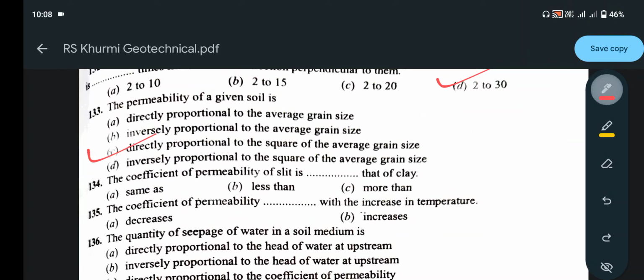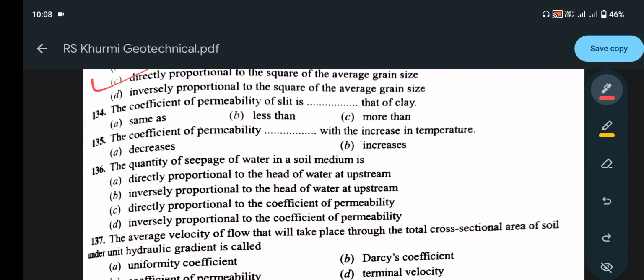So the next question, coefficient of permeability of silt is less than that of clay. It is less than that of clay because clay is almost, pure clay is almost impermeable. The coefficient of permeability dash with increase in temperature. Does it increase or does it decrease with increase in temperature? It increases with increase in temperature.